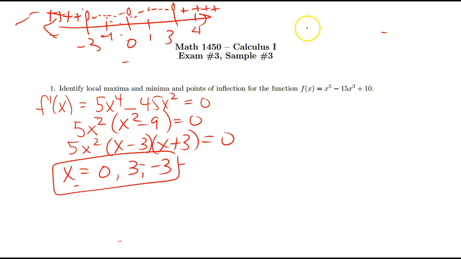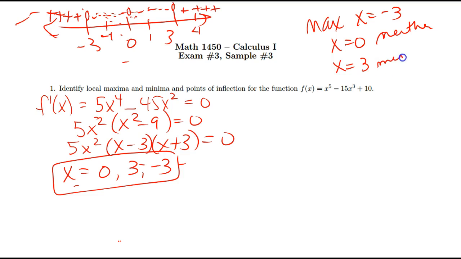So that means we have a max at x equals negative 3. The critical point x equals 0 is neither, because we're still all negative, and x equals 3 is a minimum because we have a negative slope to a positive slope. Here we have a positive slope to a negative slope.